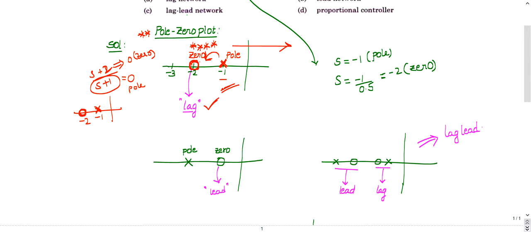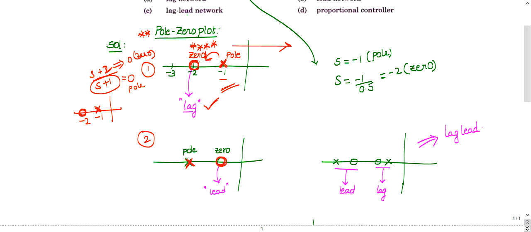So you should give the name with respect to the zero. The zero is lagging the pole, hence you can call it a lag network. This is the first figure. Let us see the second figure. In the second figure you can see the pole is lagging and the zero is leading. Always tell the name by looking only at the zero, don't look at the poles.